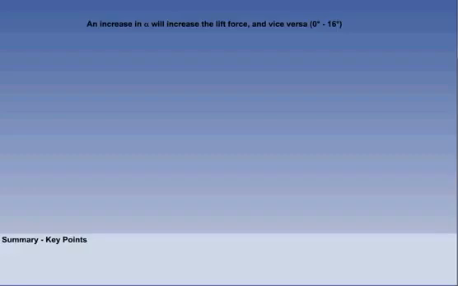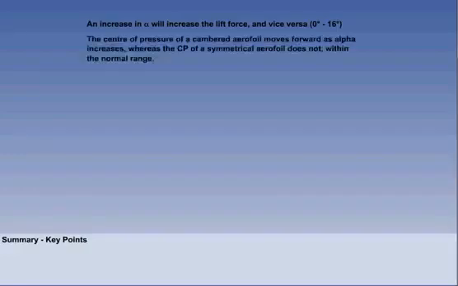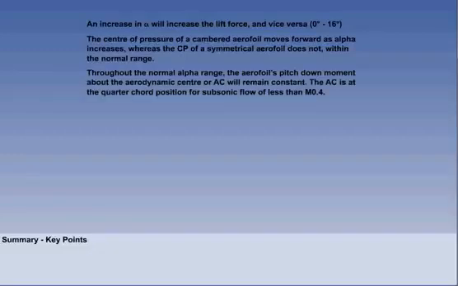The center of pressure of a cambered aerofoil moves forward as alpha increases, whereas the CP of a symmetrical aerofoil does not, within the normal range. Throughout the normal alpha range, the aerofoil's pitch-down moment about the aerodynamic center, or AC, will remain constant. The AC is at the quarter-chord position for subsonic flow of less than Mach 0.4. The coefficient of lift is the ratio between lift per unit wing area and dynamic pressure.